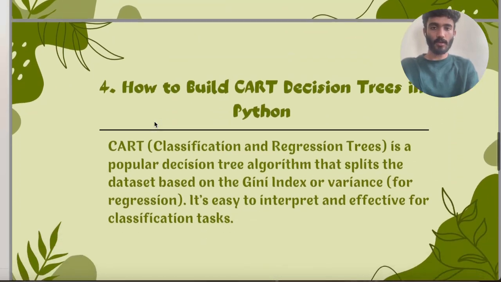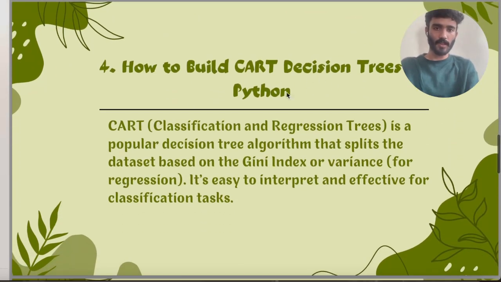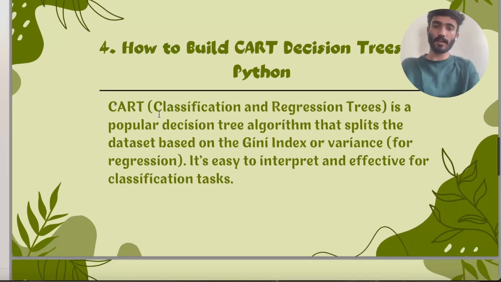Next we will talk about how to build a CART decision tree in Python. A CART decision tree splits data based on the Gini index, creating clear and interpretable decision paths. With Python's DecisionTreeClassifier, you can easily train and visualize these trees to classify data effectively. CART, classification and regression tree, is a popular decision tree algorithm that splits the datasets based on the Gini index or variance for regression. It is easy to interpret and effective for classification tasks.